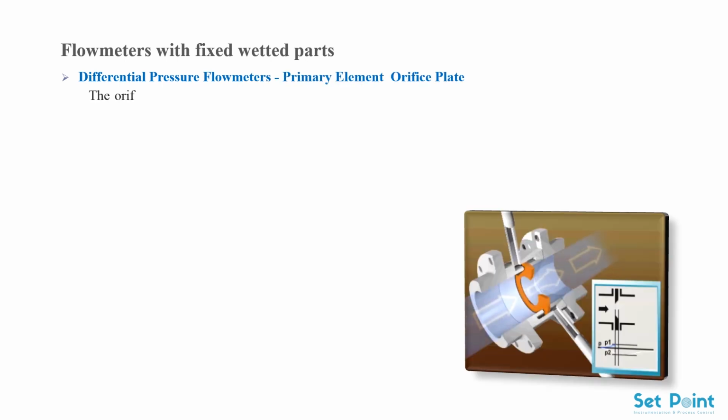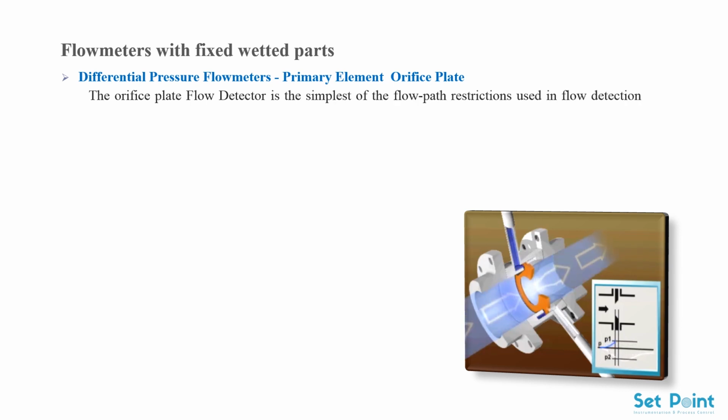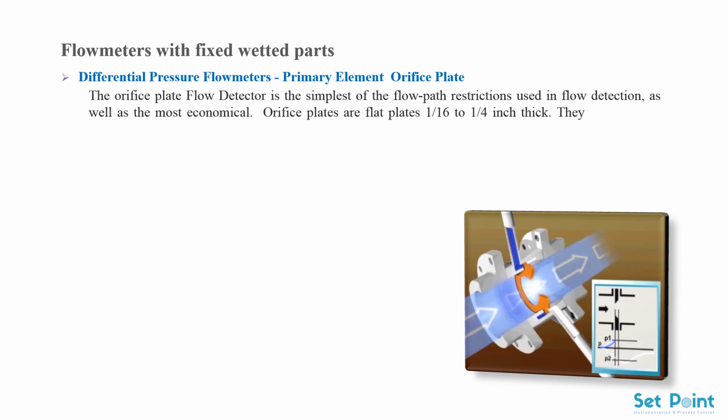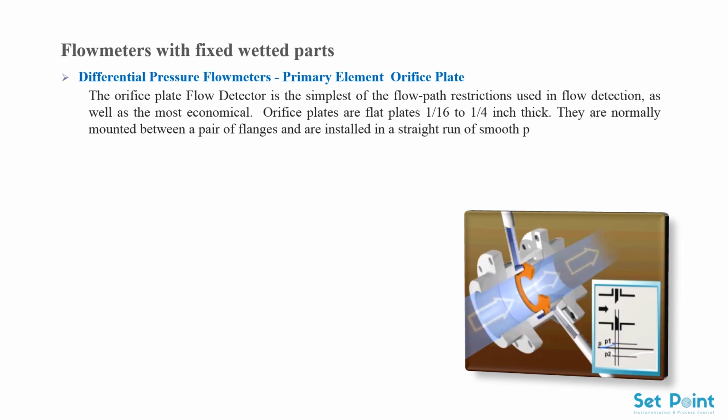Differential pressure flow meters, primary element orifice plate. The orifice plate flow detector is the simplest of the flow path restrictions used in flow detection, as well as the most economical. Orifice plates are flat plates 1/16 to 1/4 inch thick. They are normally mounted between a pair of flanges and are installed in a straight run of smooth pipe to avoid disturbance of flow patterns from fittings and valves.